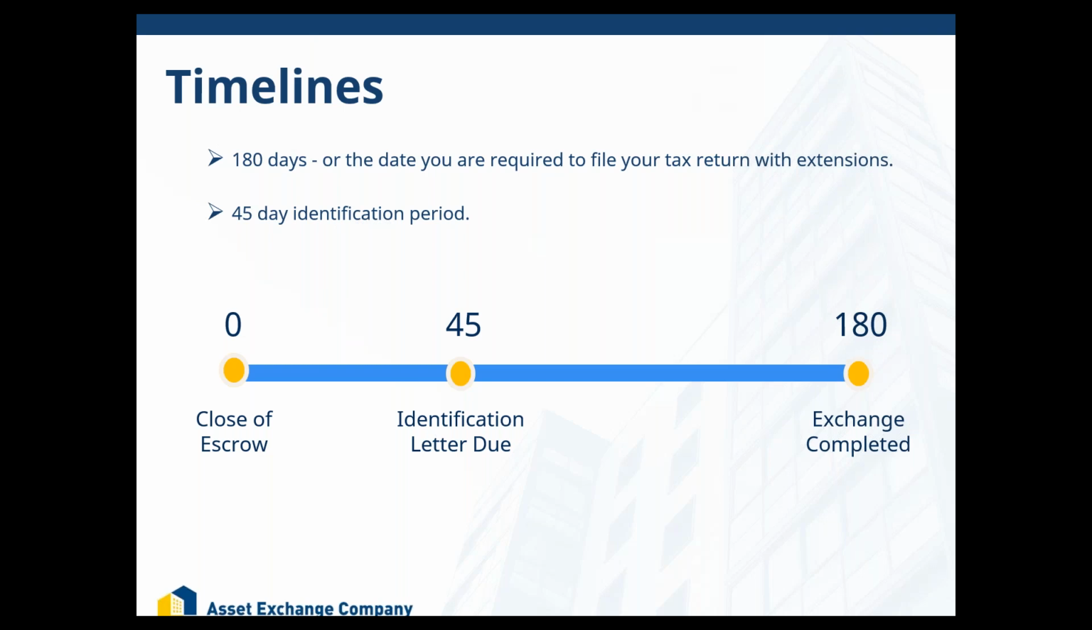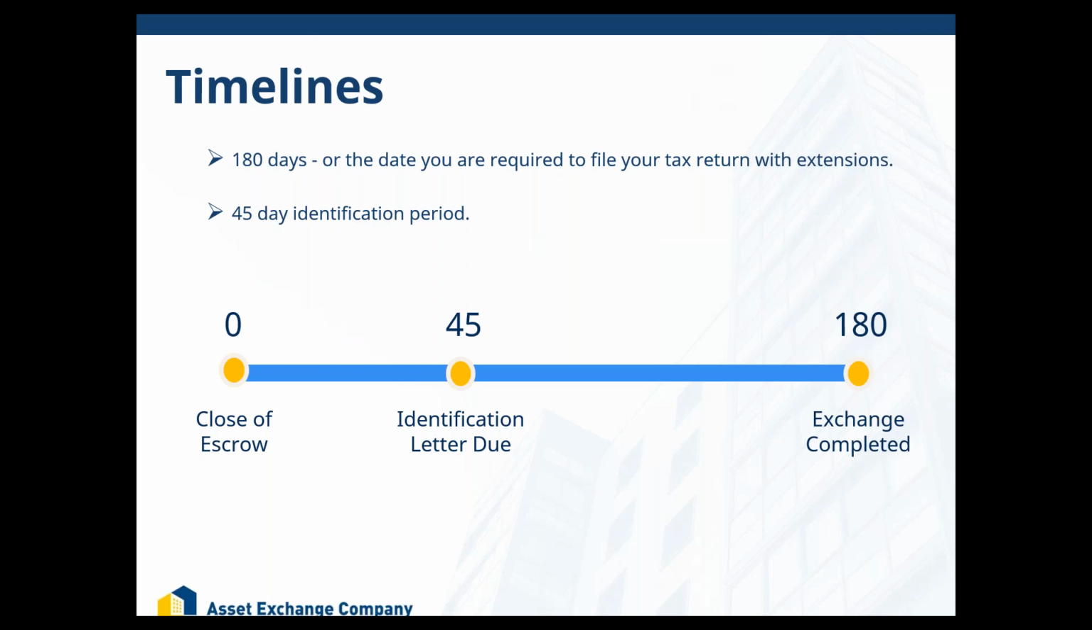Now, the first 45 days of the 180 days is what's referred to as the identification period. Now, what exactly does that mean? Well, what that means is you must identify any potential property or properties that you want to buy. None of those properties even need to be under contract. You just have to identify any potential properties you want to buy.